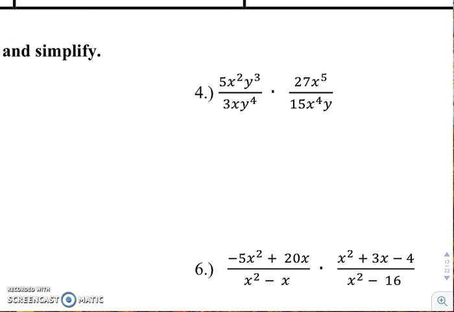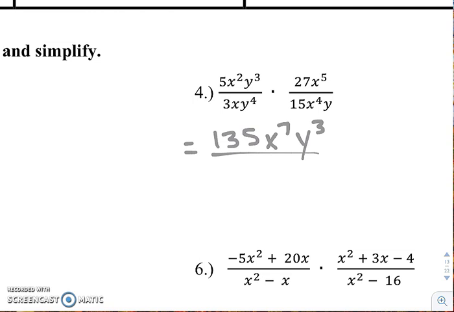So 5 times 27 is 135. But x squared and x to the 5th becomes x to the 7th. Y cubed will stay, because there's no other y over here to combine it with. So that is the top of your fraction.